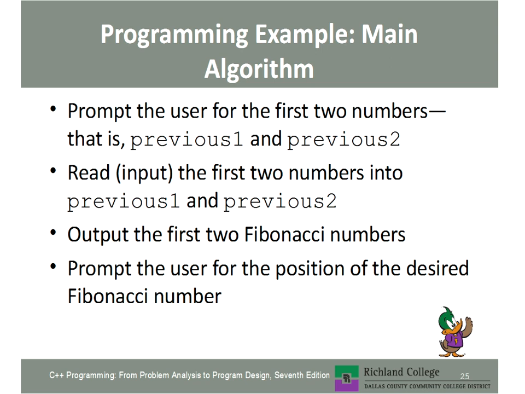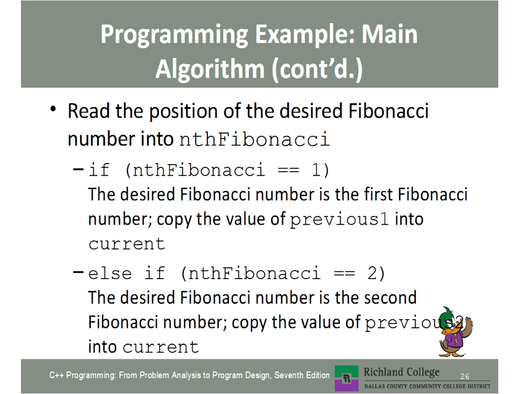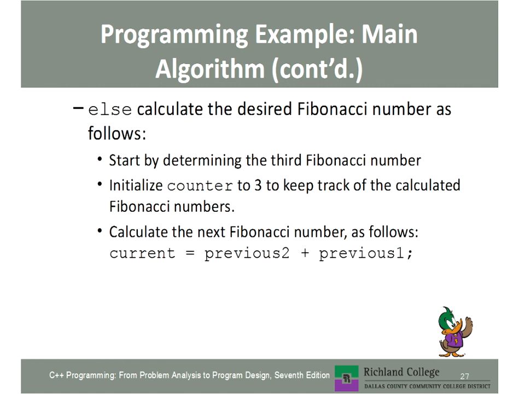So how do we read in? How do we prompt the user? How do we read? How do we calculate the values? So we have the first two if statements. If the Fibonacci number is 1 or 2, then we basically just return either the previous 1 or the previous 2.